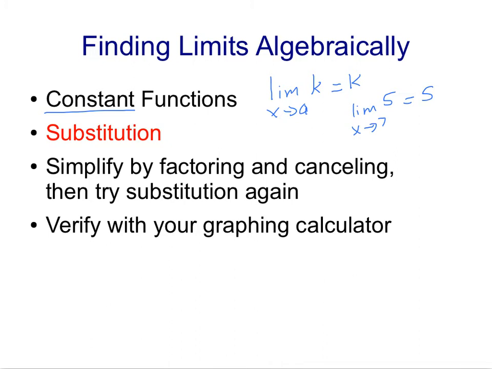Another great technique that I've highlighted in red here is substitution. If you have a function where there are x variables, you can take the number that x is approaching, which we usually call a here, and plug it into the function and see if you get an answer. If you get an answer, we're in great shape. Unfortunately, we also sometimes end up with indeterminate forms, like 0 over 0. And when you get an indeterminate form, you have to try something else.